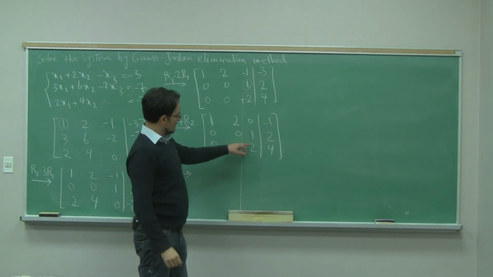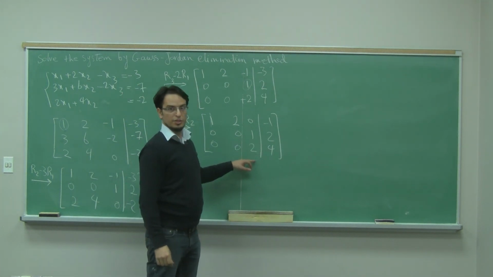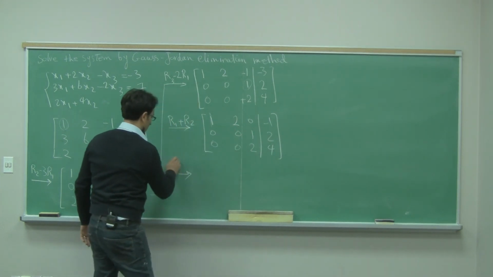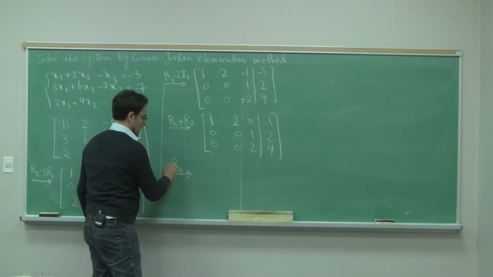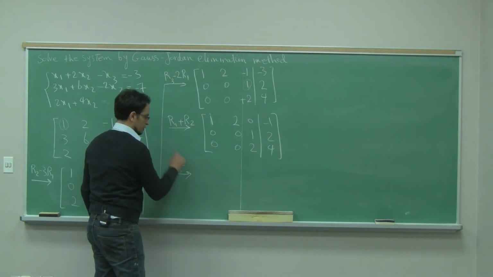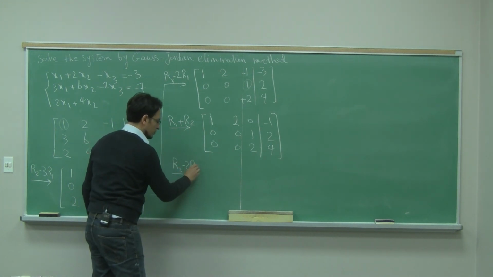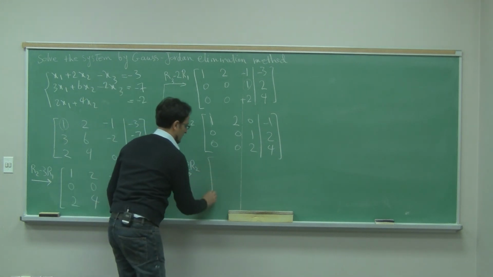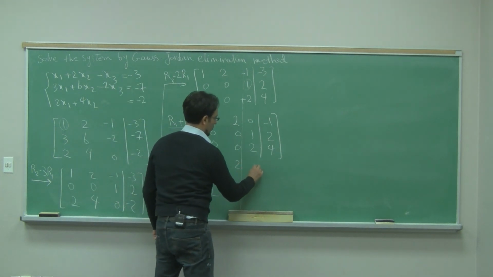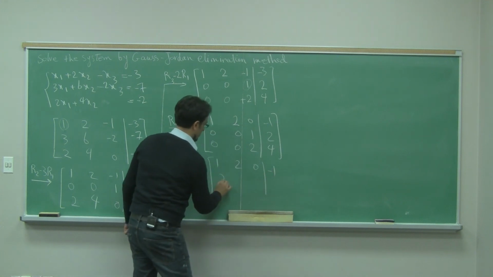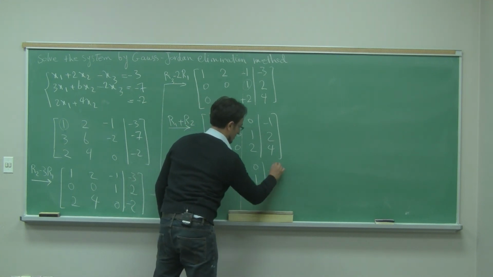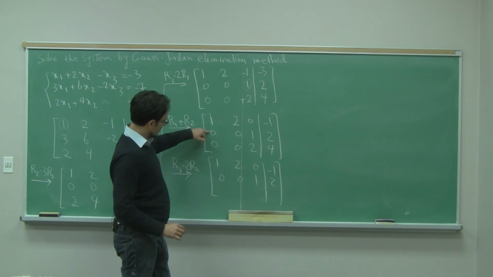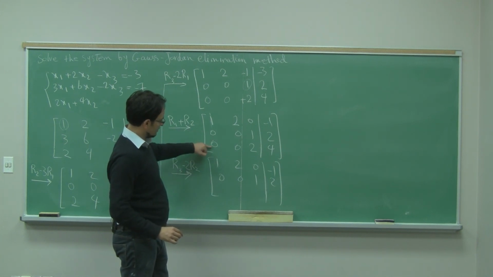Then the next step is to make this other entry in the same column 0. For that, what I need is to multiply row 2 by negative 2 and then add it to row 3. So again, I'm not touching row 1. I'm not touching row 2. For row 3, I have to multiply row 2 by negative 2 and add it to this.